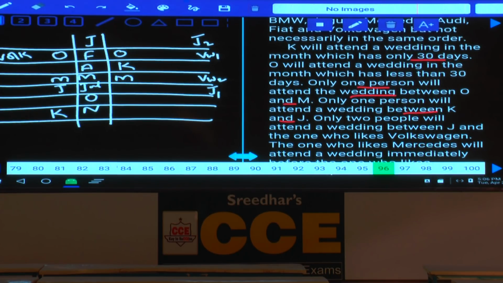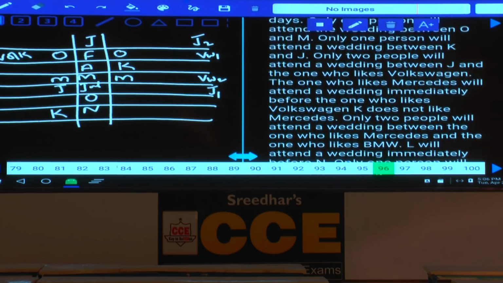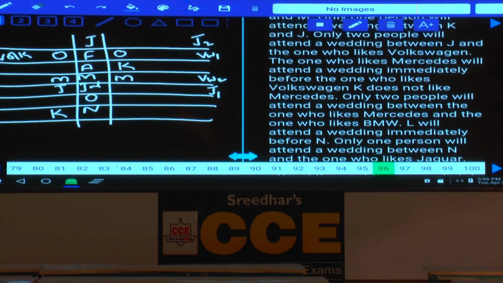Then only 2 people will attend a wedding between J and the one who likes Volkswagen. Next, the one who likes Mercedes will attend a wedding immediately before the one who likes Volkswagen. Mercedes must be immediately before Volkswagen, so there are 2 possibilities: Volkswagen 1 and Mercedes 1, or Volkswagen 2 and Mercedes 2. Then only 2, and K does not like Mercedes.